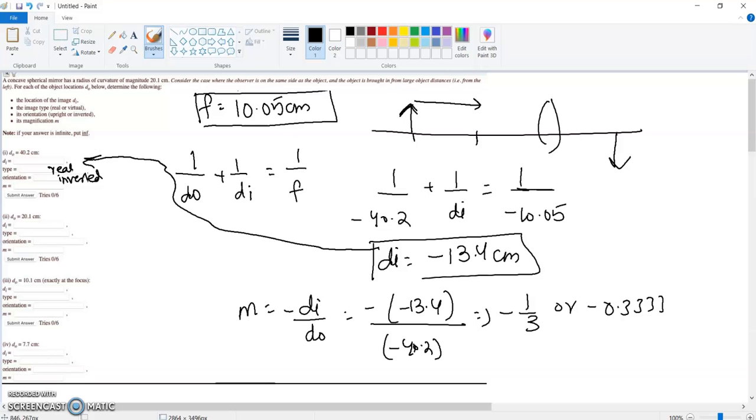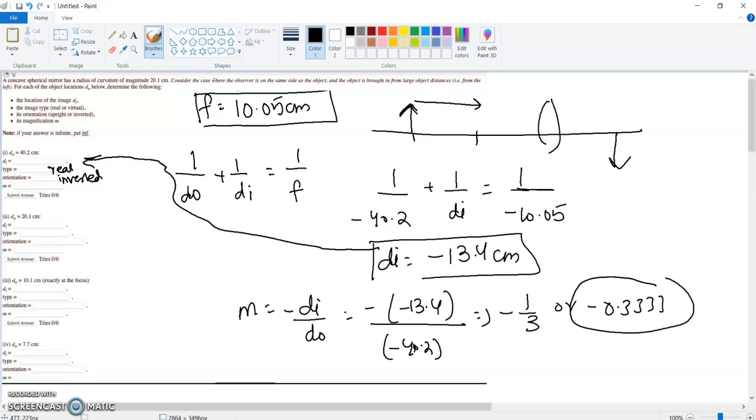So since it's real, it's inverted, it's also getting diminished, right? It's reducing its height, whatever it is initially. So I have a negative magnification factor, which is 1 over 3 or 0.333. That's the answer for your magnification for this part.